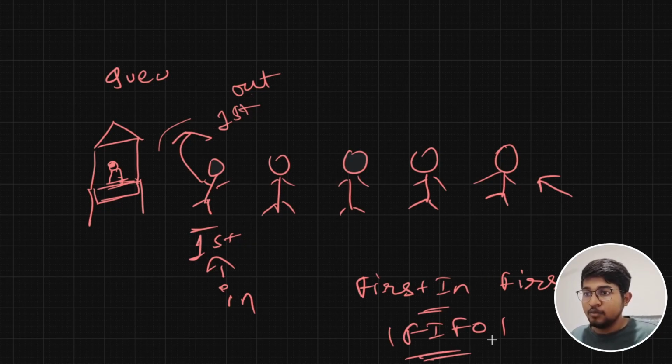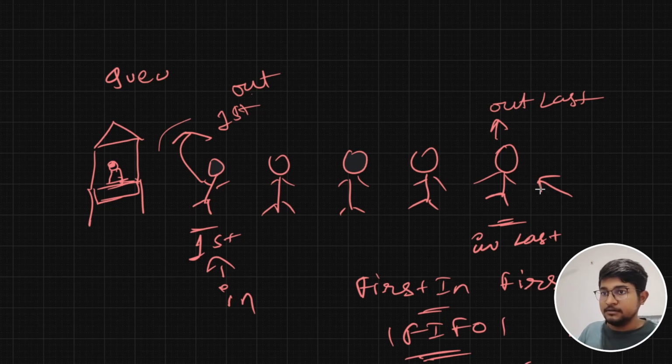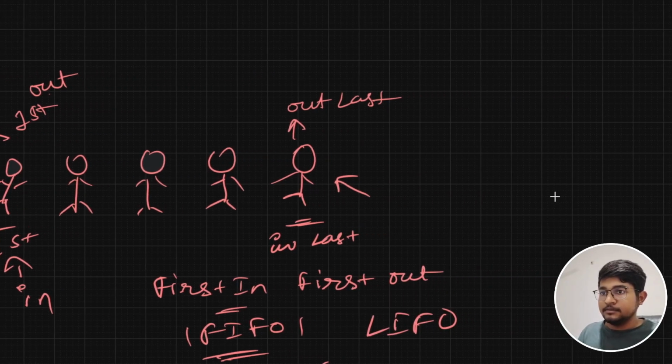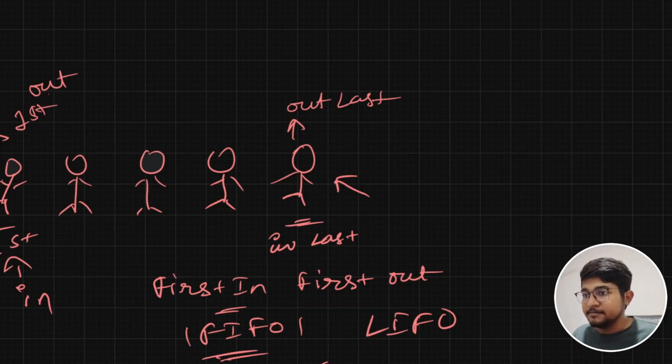It's called FIFO, or let's say LIFO. There is one called LIFO, which means the person who entered last is the person who will exit, will go out, last. Last in, last out, which is LILO.